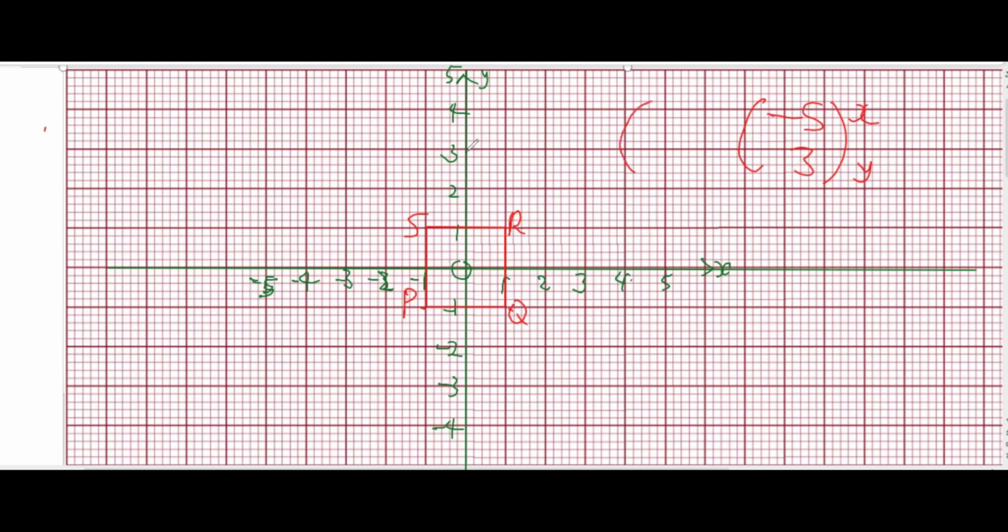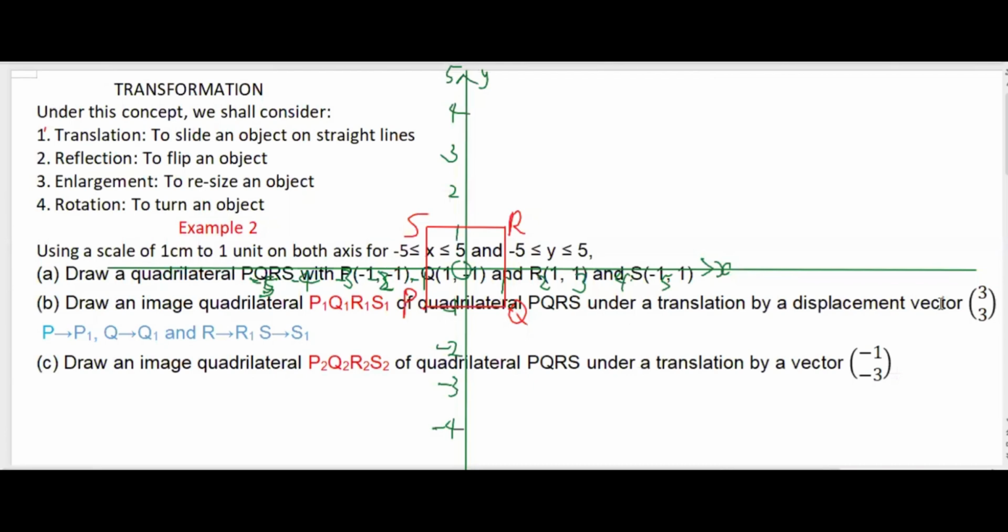But if you have something like 4, -2, X is +4 and Y is -2. -2 for Y means you are counting down. And positive X, since positive is to the right, means you are moving towards the right. Let us check the first vector that we are using in the question. The question requires that we use vector 3, 3. That is, X is +3, Y is +3. That means 3 to the right, and Y being +3 means 3 up.